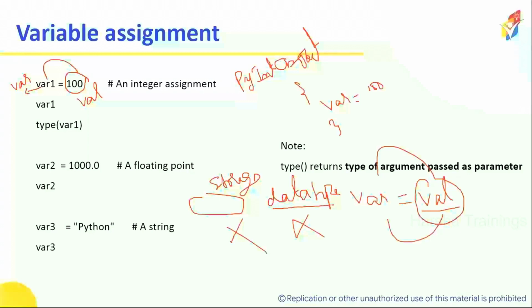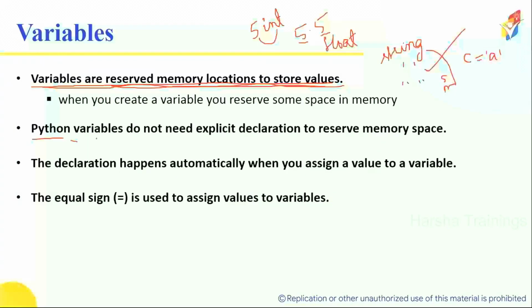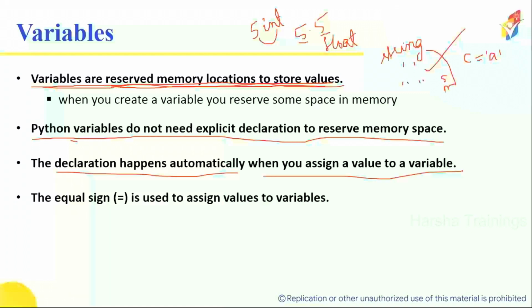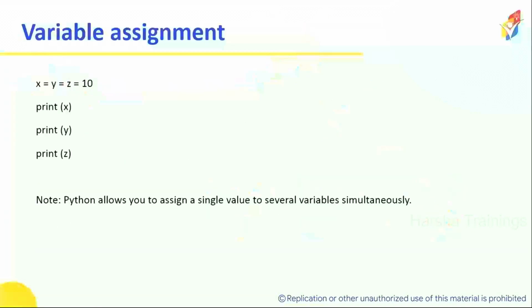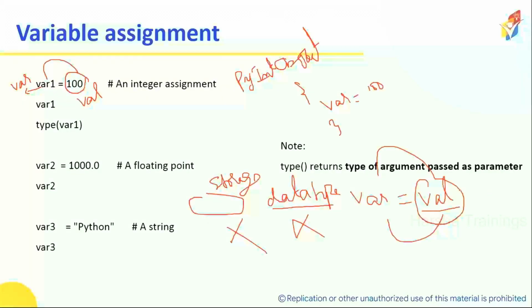That is the point I'm saying here. Python variables do not need explicit declaration of memory space. The declaration happens automatically when you assign a value to the variable. For that, we will use an operator called equal to, to assign a value. Look at here, what has been done? Can you please respond? I am assigning a value to a variable. That's it. No need to specify the data type in Python.